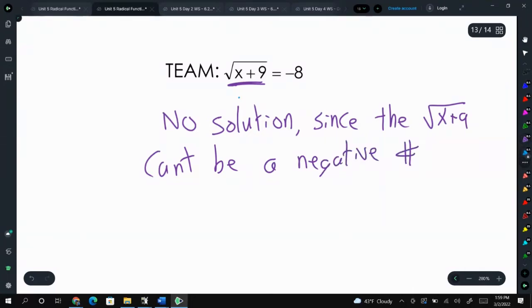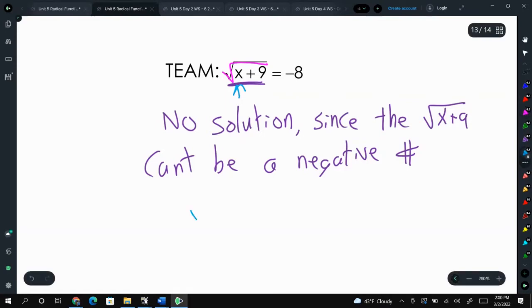No matter what number I plug in for x, because that's what we're trying to do. We're trying to find a value of x that we can plug in, and we add 9 to it, then take the square root to get a negative value. There's no number that does that. So anytime you have a square root by itself equal to a negative number, there's no solution. You don't need to show any work.